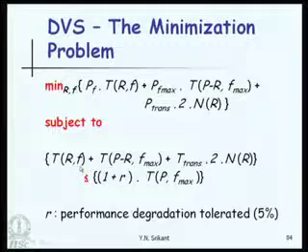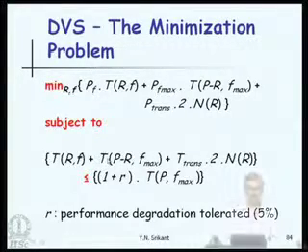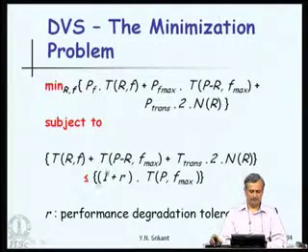T(r, f) is the time required to execute region R at frequency f. T(p - r, f_max) is the time required to execute the rest of the program p - r at the frequency f_max. Then we have the switching time T_trans into 2 into n_r, the time required for switches. This entire thing is the time for the program with a lower voltage and frequency selected for a region. This time should be less than or equal to (1 + r) into T(p, f_max).